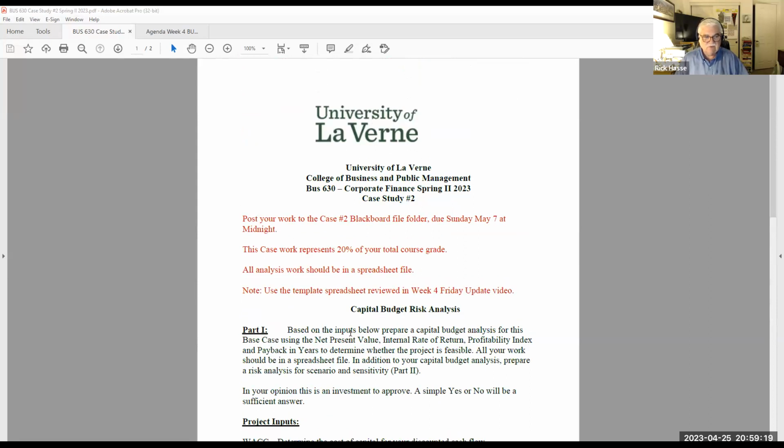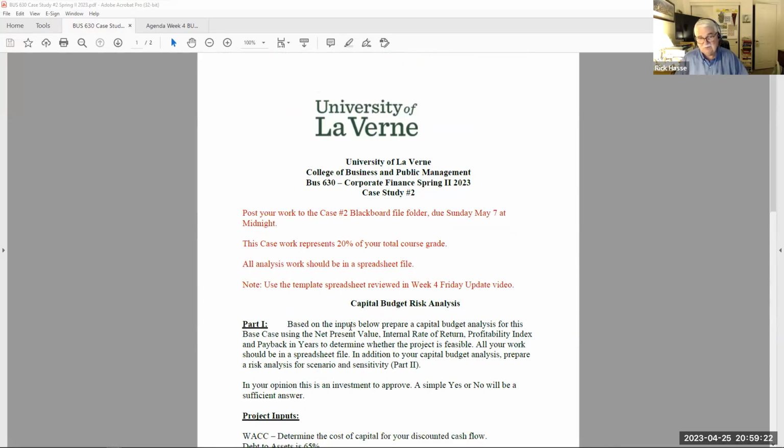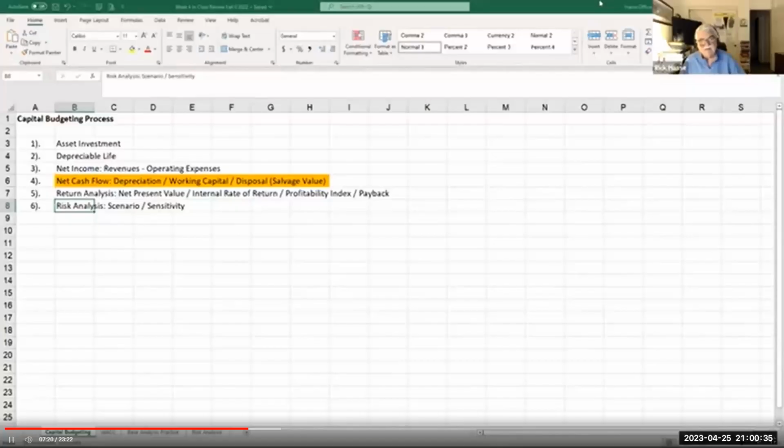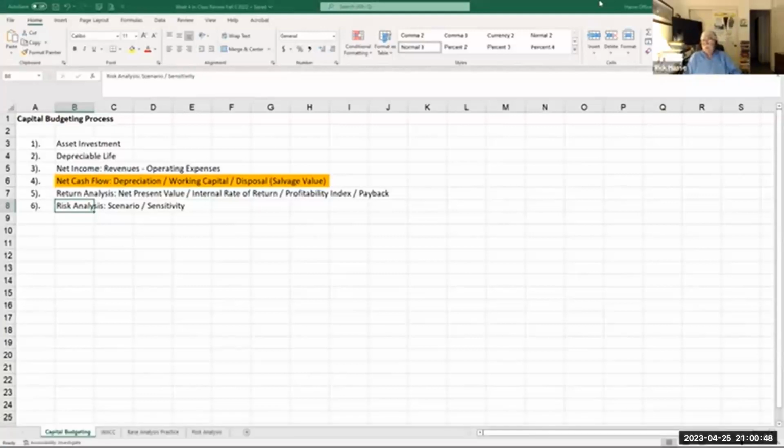So our job over the next week is to prepare you, or my job is to prepare you to do this spreadsheet case analysis. This is what we're doing this next couple of weeks. We're doing a capital budget analysis. Now, what a capital budget is, a company wants to invest in a new asset to grow the business, to provide cash flow, to provide profits, or a new market. So they're going to invest assets. In other words, invest capital.